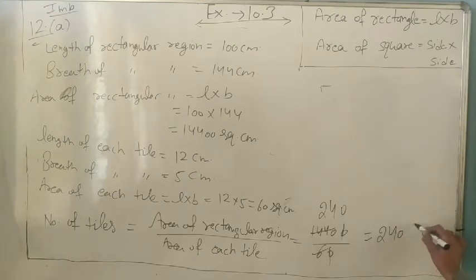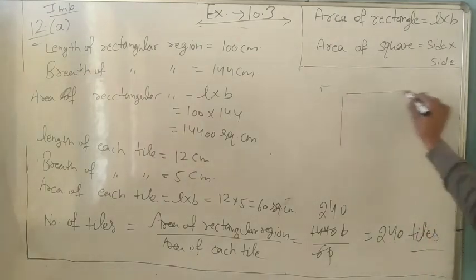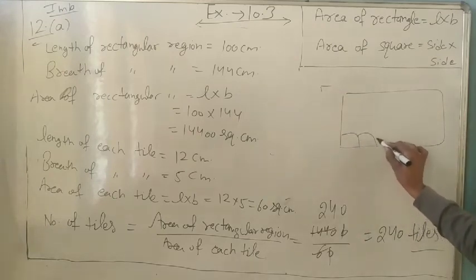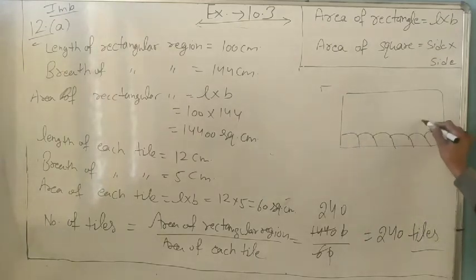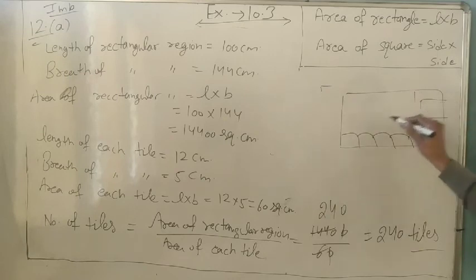So it means you need 240 tiles. You cover this floor like this one, 240 tiles. Understand it? Understand or not? I hope you understand it.